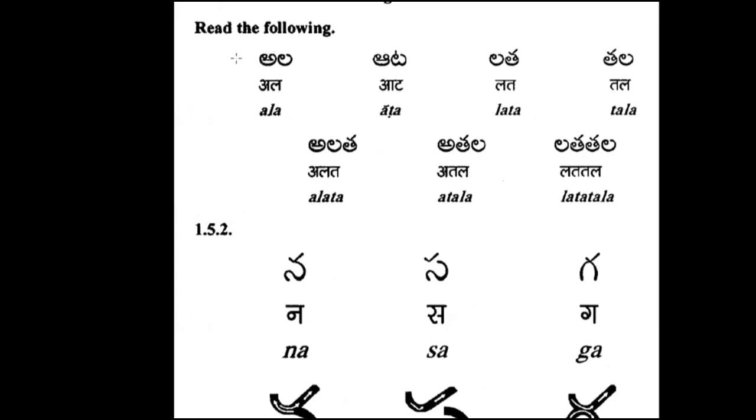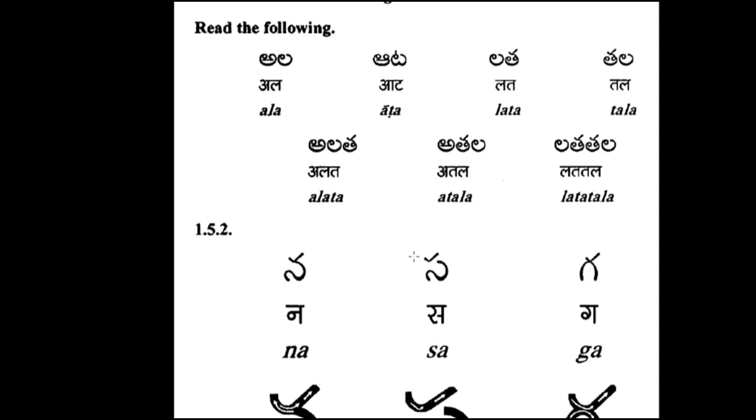Ala. Ala. First one. Okay. The next one. Ata. Ata. But if you see Hindi, you may read it like art, but it is not art, it is ata. Lata. Right. Tala. Alata. Atala. Latatala. So these are the words you can write if you learn these things. So you already learned these things and you can read these words now.